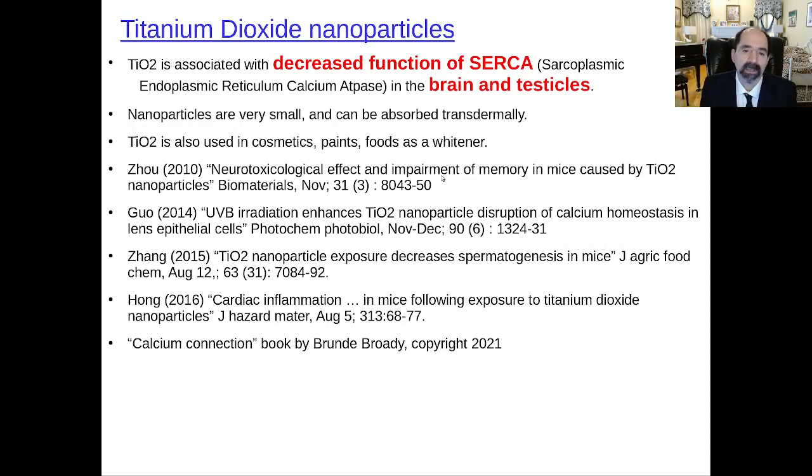Okay, so it impairs spermatogenesis function and sperm function, so that means that it can cause infertility. So one has to be careful about just randomly applying chemicals to themselves. It's a dangerous thing to do. Some other references here about it causing inflammation in the heart, cardiac inflammation in mice. This book, Calcium Connection by Brindy Brody, is a very good book. It talks a lot about inhibitors of the SERCA enzyme in multiple different contexts.